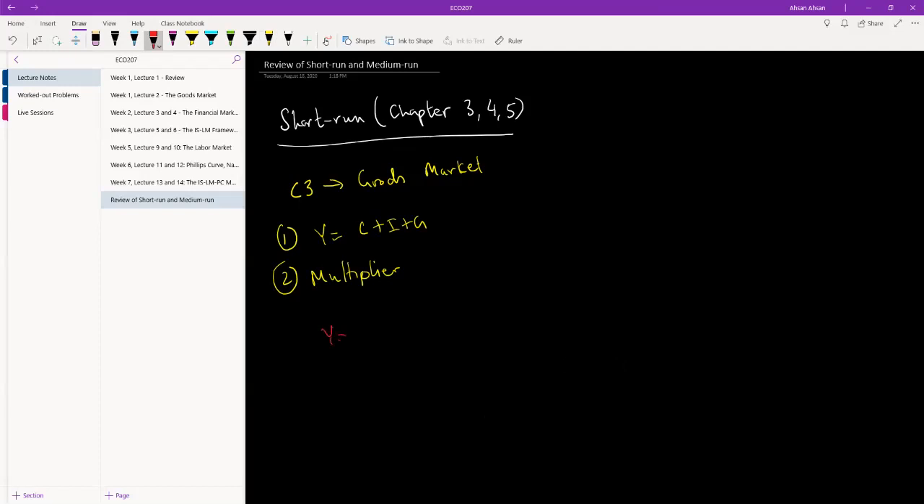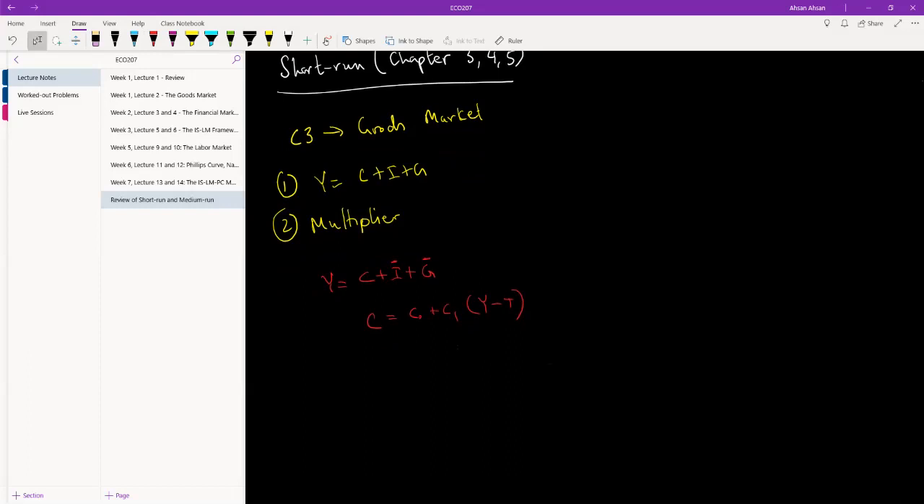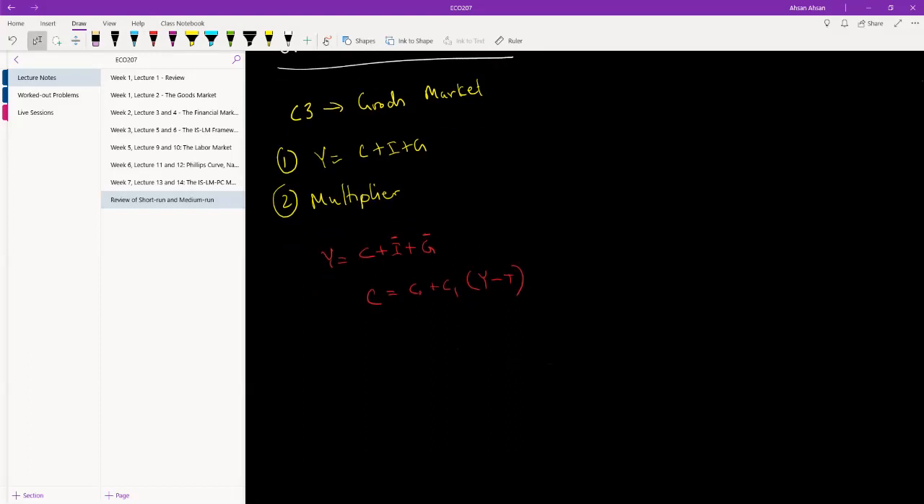For this equation in chapter 3, we assumed that I was exogenous, G was exogenous, and C, consumption, was given by C0, which is autonomous consumption, plus C1, which is the MPC, times income minus taxation. This is the equation for C. And once we evaluated this equation, what we saw was that output in the economy must always be equal to the demand for goods in equilibrium.